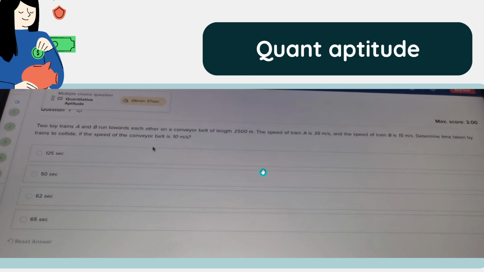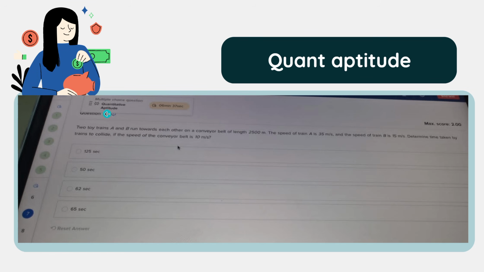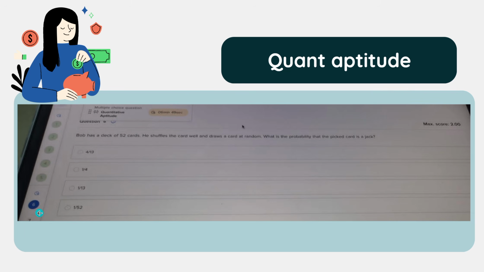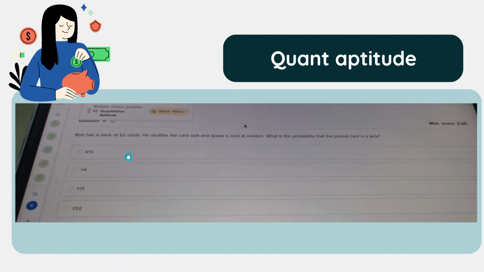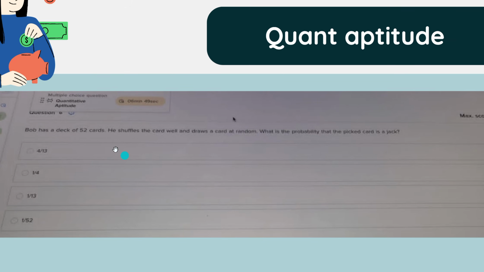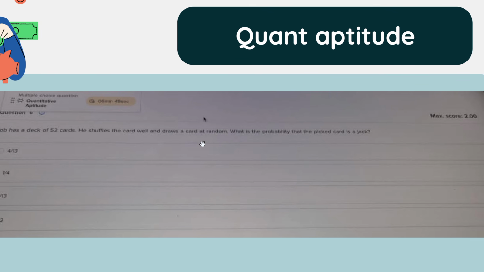If you find this answer, please put it in the comment section, like quant aptitude 7th question. Now we are going to see the 6th question from the quant aptitude. Bob has a deck of 52 cards. He shuffles the cards well and draws a card at random.